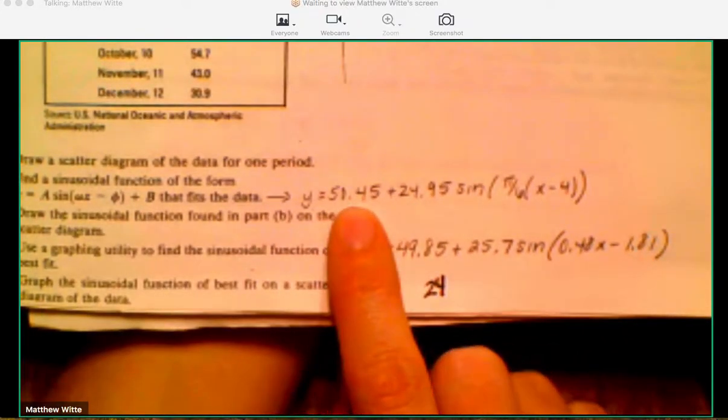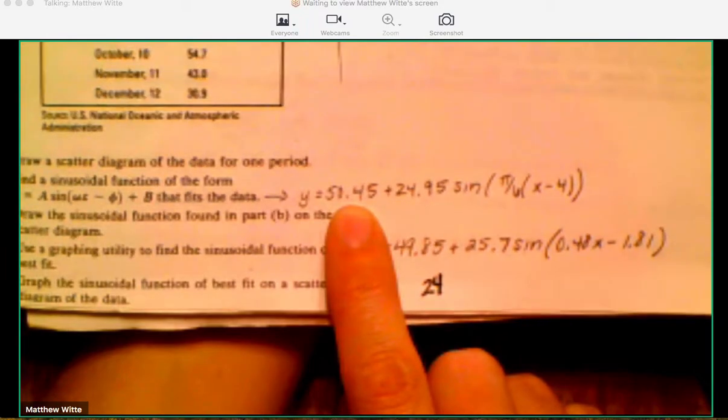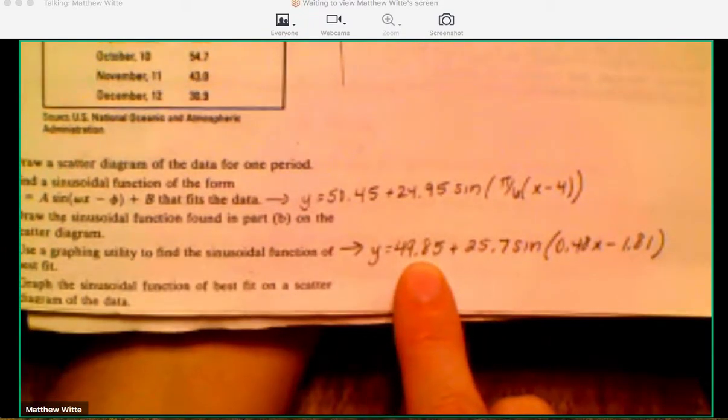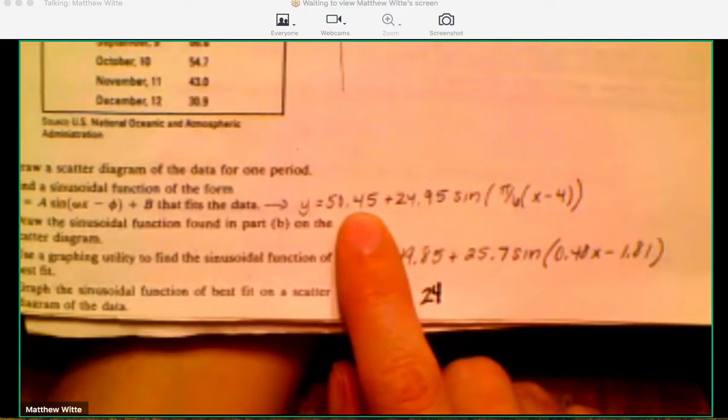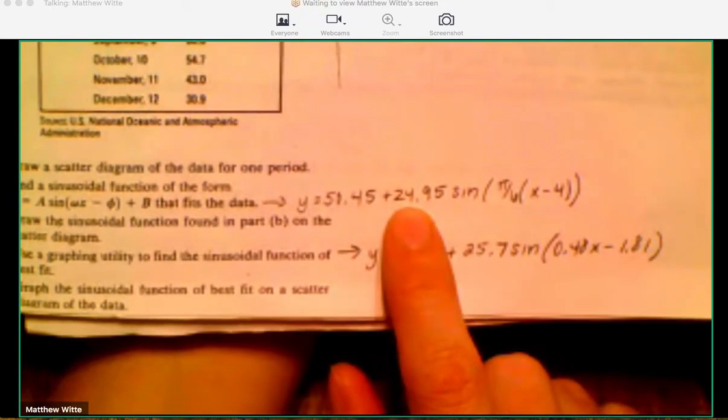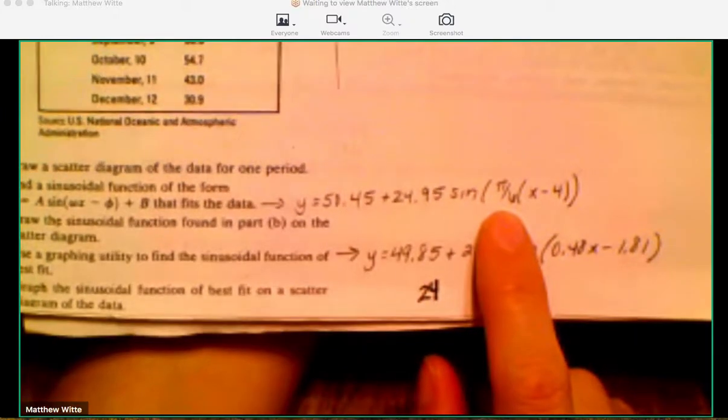So notice that my midline when I did it myself was 50. My regression was 49. So it's pretty close considering I used 2 pieces of data for this. And then the amplitude, 25.7, 24.95. Pretty close. And then if I were to distribute this, pi over 6 we know is about a half, and 0.48 is about a half. And then a half times 4 is about 2, and 1.8 is close enough to 2. So it's just to compare your data and see. Okay.